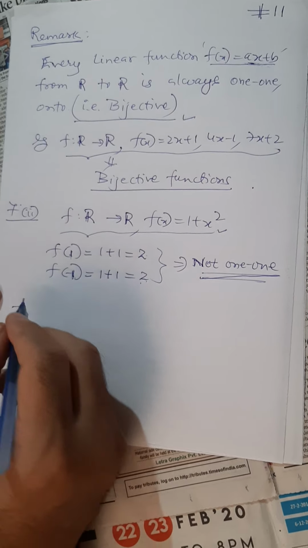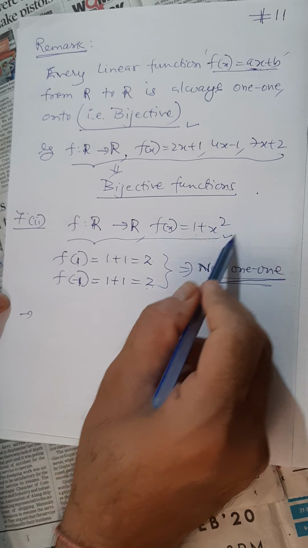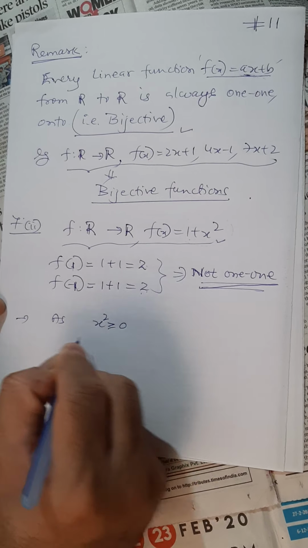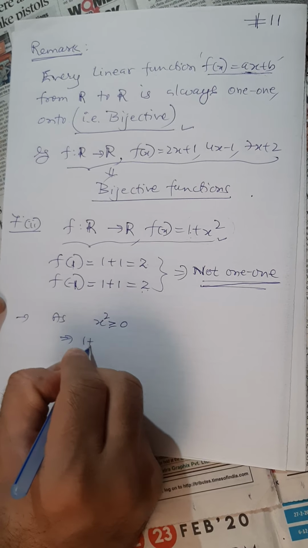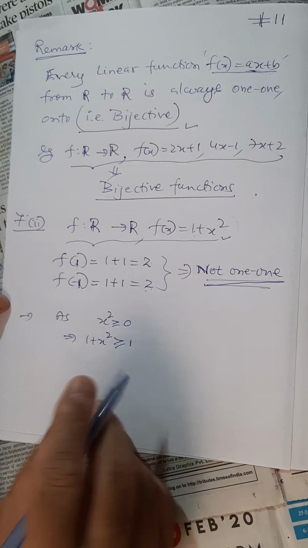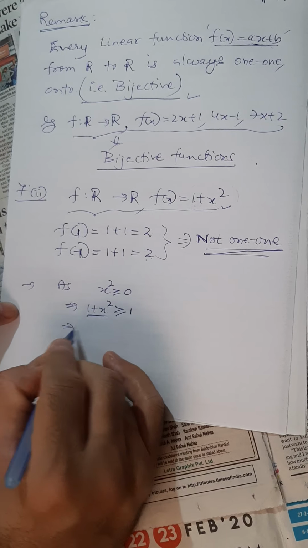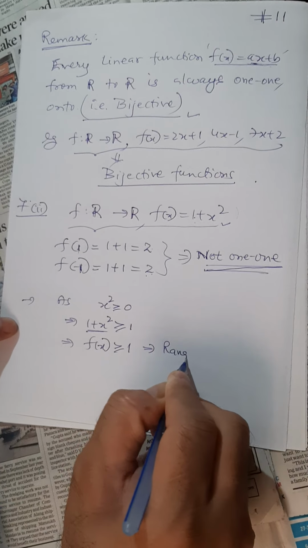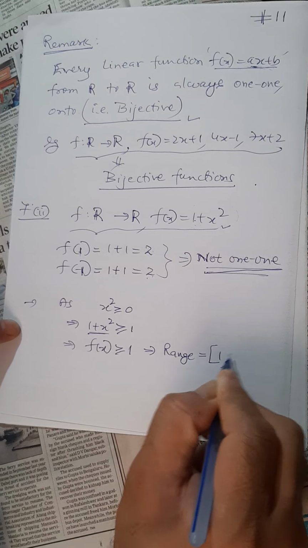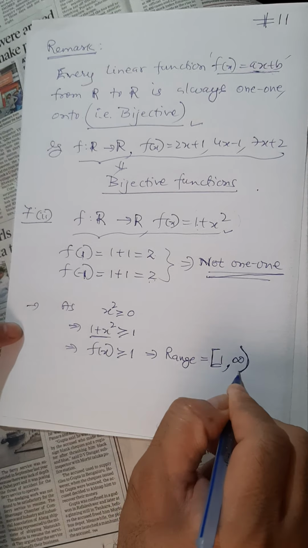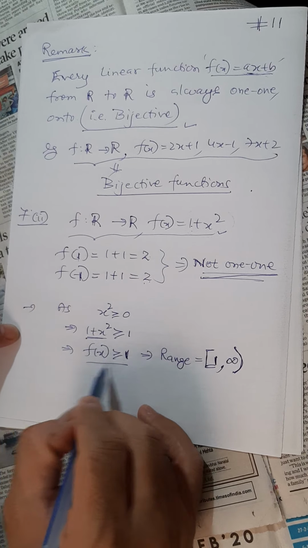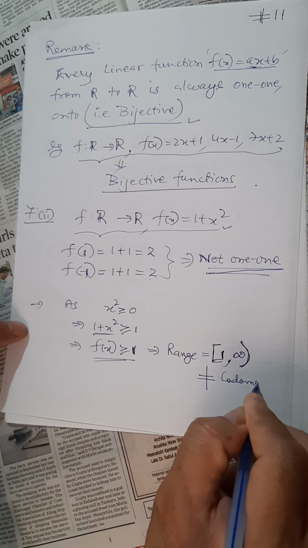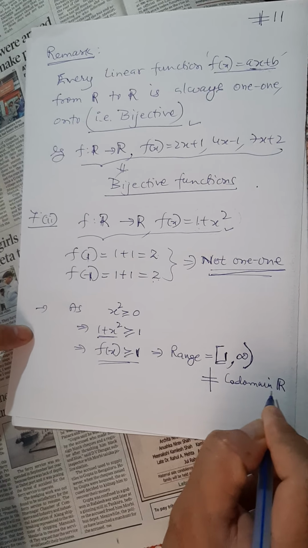What about the onto part? You know how to get the range of such functions. So you recall x squared is always greater than or equal to 0. I need 1 plus x squared. This is from 11th standard. Greater than or equal to 1. Now what is this? This is f(x). f(x) is always greater than or equal to 1. So you can say that the range of f(x) is the closed interval 1 to infinity, all numbers greater than or equal to 1. Is it the same as the codomain? No. The codomain is R here, all real numbers.